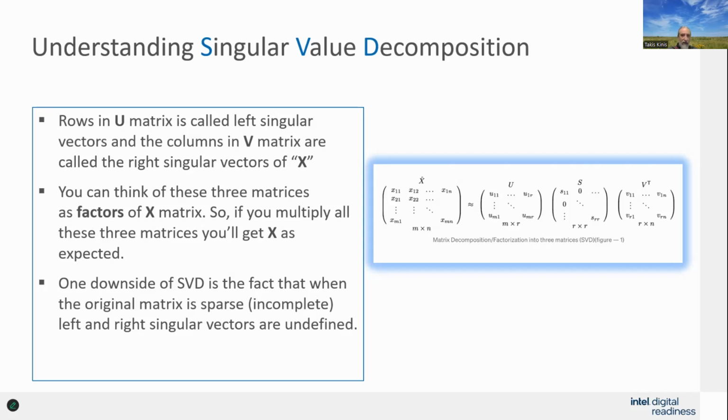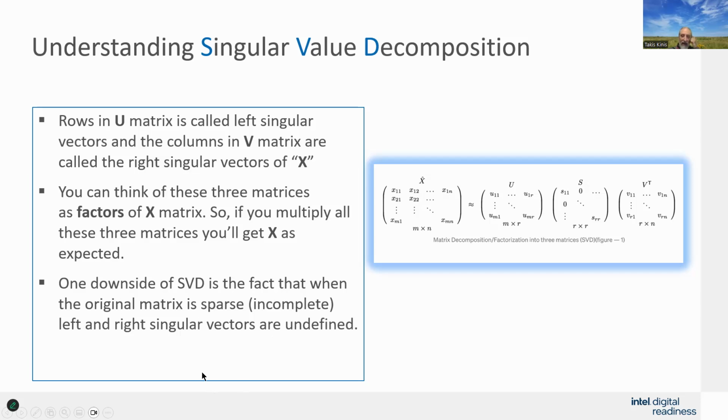All right, and they go through the naming of everything. Rows in the U matrix are often called left singular, and the V matrix are called the right singular. And then it says you can think of these 3 matrices as factors of X. So these are the pieces that we multiply together to get the pieces in the big matrix. If you multiply all these matrices, you get X as expected. But if we decompose X, we would break it down into these 3 factors, like we might do with a regular number.